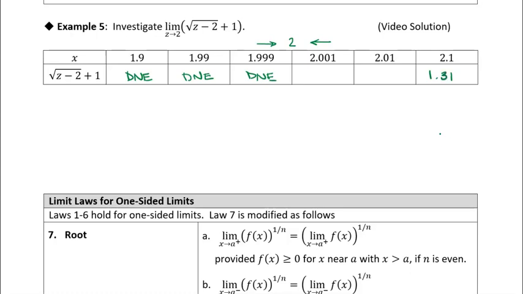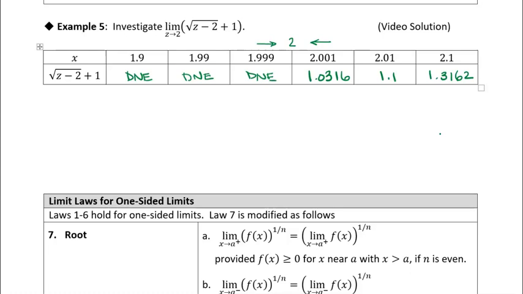1.3162. All right. And now if I put in 2.01, I just get 1.1. And I put in 2.001 and I get 1.0316. Okay. So it looks like the square root part is approaching 0 and then we're adding 1 to it.